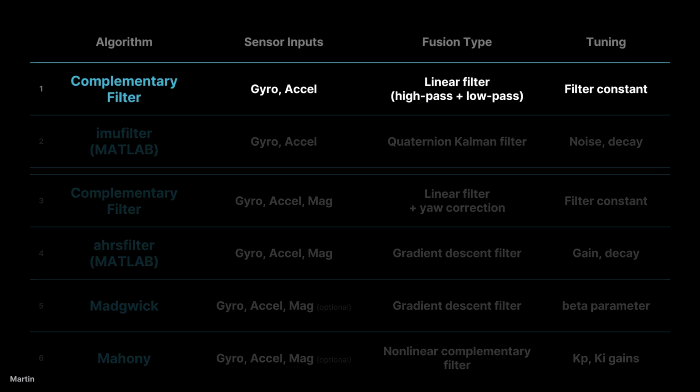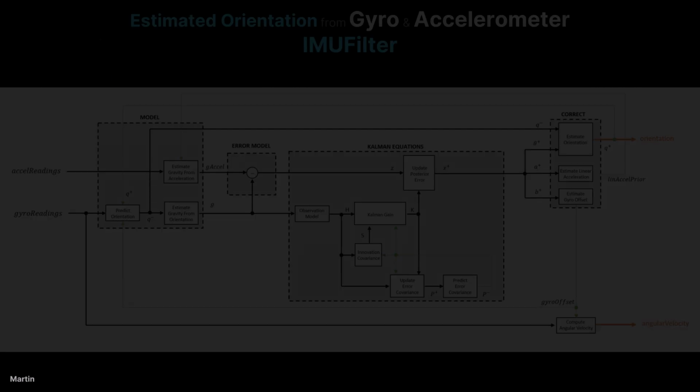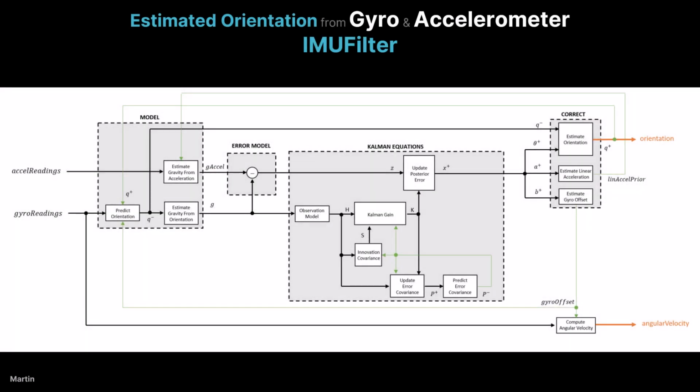Now that we've gone through the complementary filter, let's move on to the imufilter provided by the Sensor Fusion and Tracking Toolbox in MATLAB. The imufilter in MATLAB uses a 6-axis indirect Kalman filter, which tracks errors in orientation, gyroscope bias, and linear acceleration rather than estimating orientation directly.